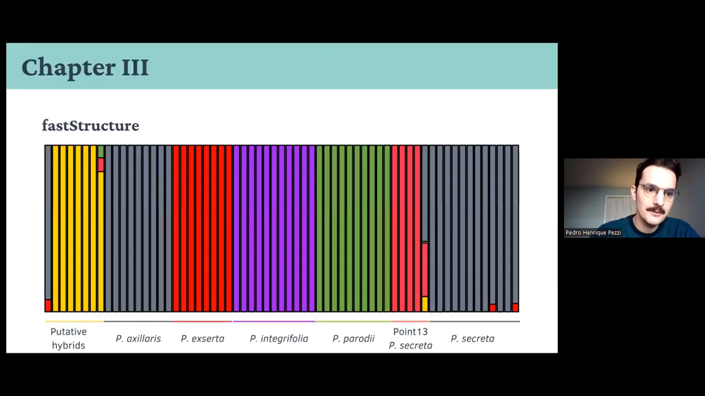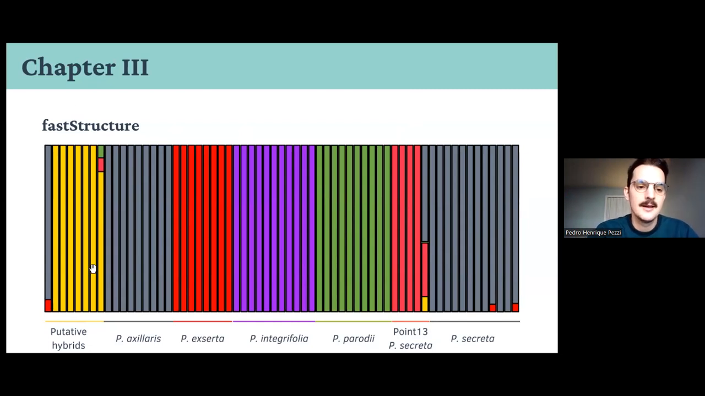And then when we see a structure analysis, we can see the same result: Petunia exserta, Petunia integrifolia and Petunia parodii have their own genetic components. And then we can see the clustering of Petunia axillaris and Petunia secreta as the same group. And then we can see that these putative hybrids and the individuals of Petunia secreta that have a very distinct morphology have their own genetic components, although we can see some sharing of genetic components with several other species. So here the putative hybrids have components of Petunia axillaris and Petunia secreta, also some components of Petunia secreta from the new lineage, and also the green component that belongs to Petunia parodii and also Petunia exserta.